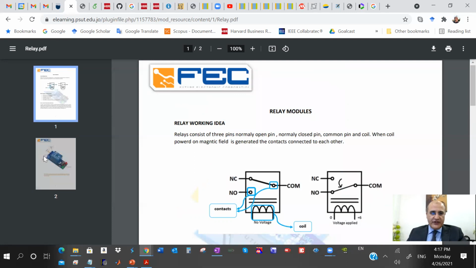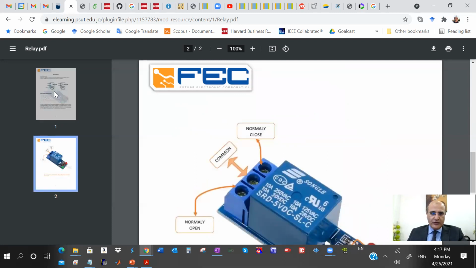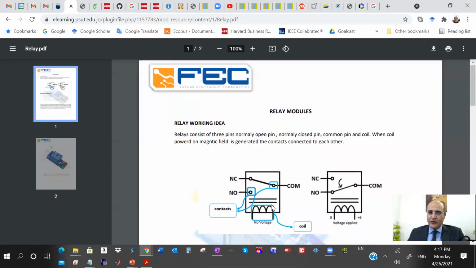The two pins over here are normal close and normal open. So if you use this pin, you connect your controller here. You see my mouse, right? If you connect your pin here, this is normally closed. And usually the circuit is closed.